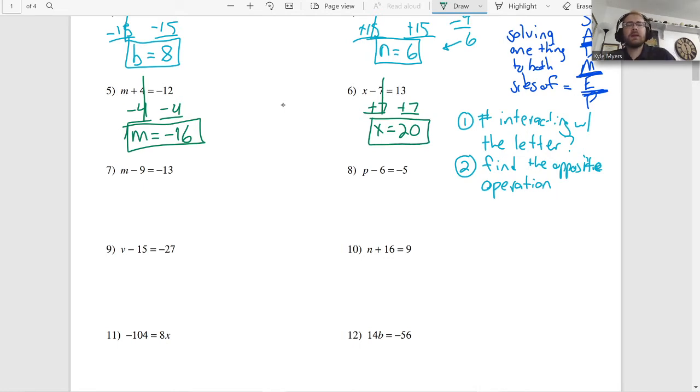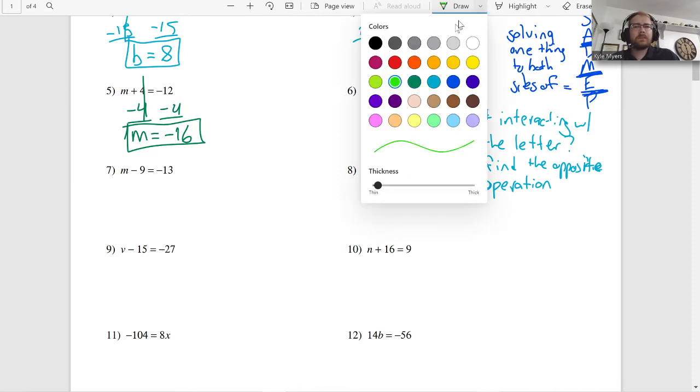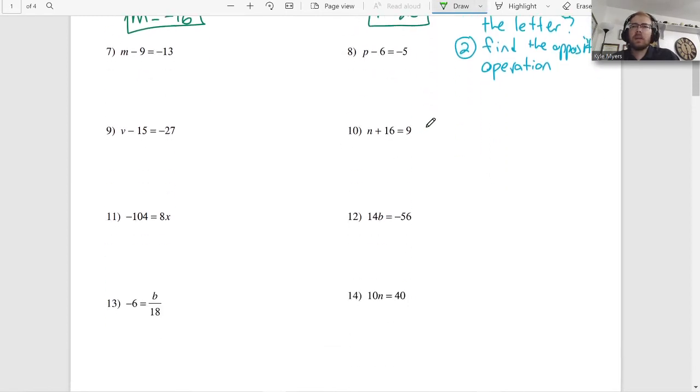Right, so that was a little bit quick, but that one was pretty straightforward, I think. Okay. On to the next set here. I'm going to add 9.